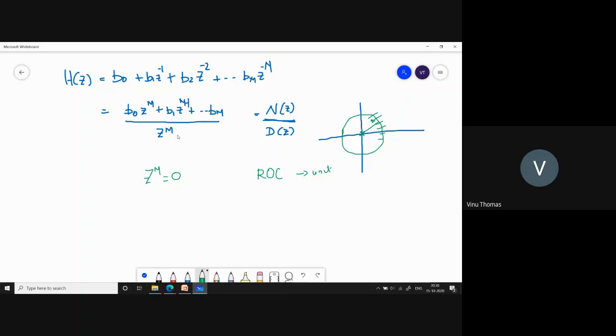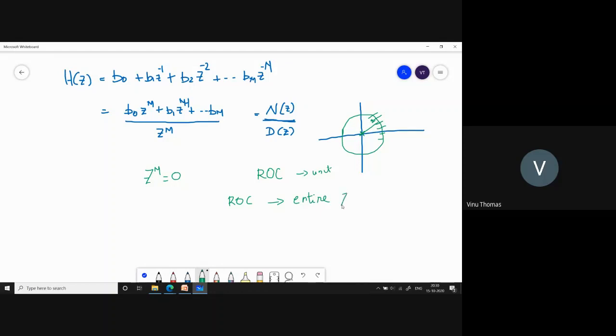Is that understood? Yes, sir. At that point, you have a pole. At that point, the output does not converge. So you have a pole, and therefore the region of convergence is the entire z domain except z equal to 0. Is that understood? Okay, sir. So ROC is the entire z plane. So I suggest everyone go through the concepts of z transform once again.